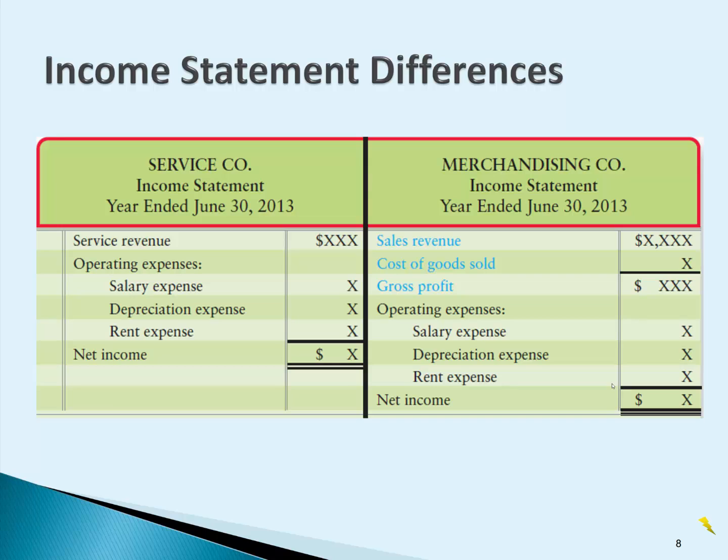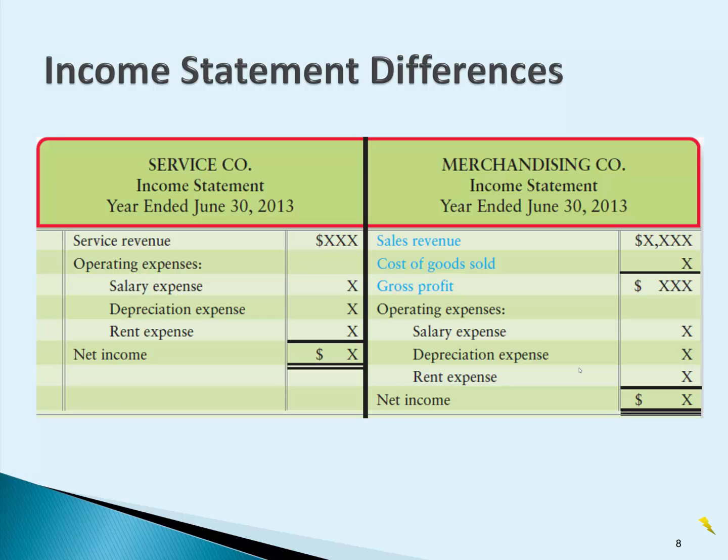And let's go look at the income statement of a service company on the left and a merchandising company on the right. On the left, the formula for the income statement is simply revenue, service revenue, minus expenses equals net income. Now let's look at the merchandising company's income statement on the right. It's a little bit more complicated. We have sales revenue, sometimes called sales instead of just sales revenue. So anytime we sell a product, we're going to increase that sales or sales revenue account.